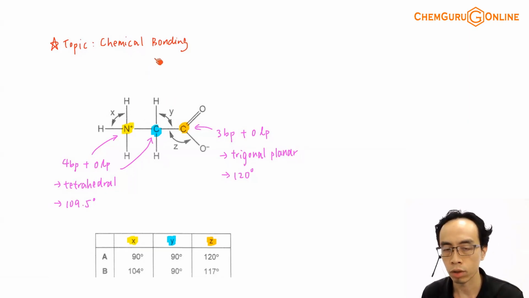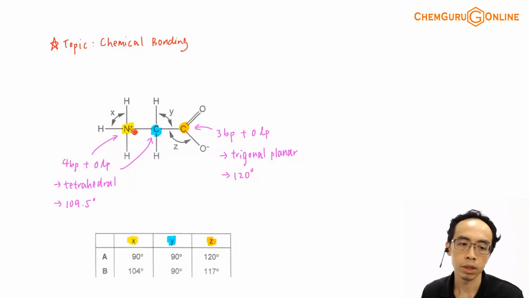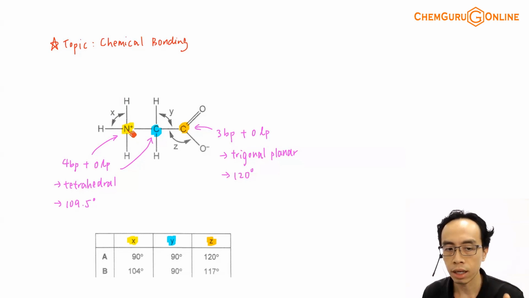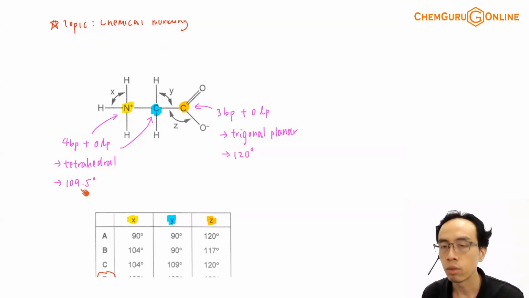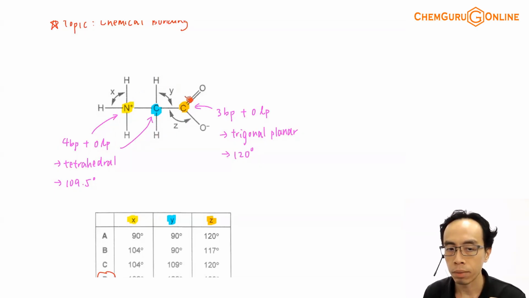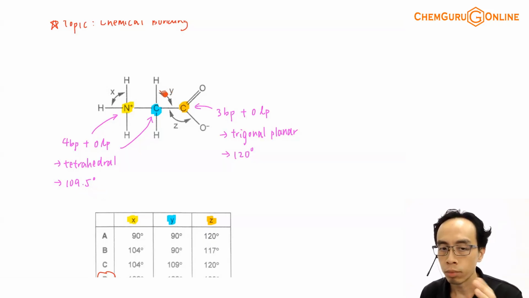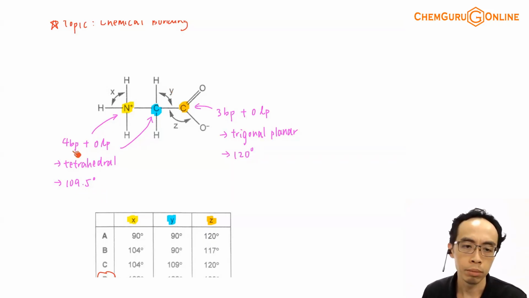So what we need to focus on is the central atom. We consider the total number of lone pairs plus bond pairs, and then what is the shape and what is the bond angle. With respect to nitrogen, this one has 4 bond pairs, no lone pair. So the shape is tetrahedral, bond angle is 109.5. So X is 109.5. How about the blue carbon here? The number of lone pairs plus bond pairs is exactly the same as nitrogen, 4 bond pairs plus no lone pair. It's also tetrahedral, bond angle is also 109.5. So bond angle Y is also 109.5.